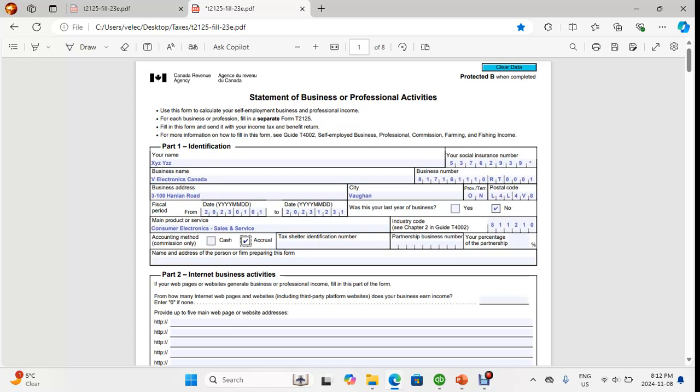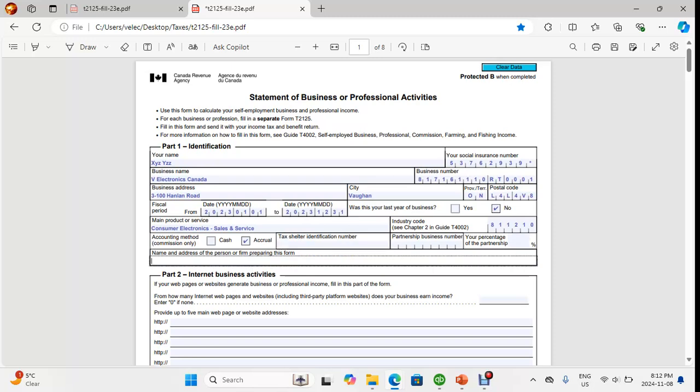Tax shelter identification number. So we'll leave this one blank as it is. This is not applicable in our case. Your partnership business number. This is not applicable either because this is a sole proprietorship. Your percentage of the partnership. This percentage is not applicable as well.